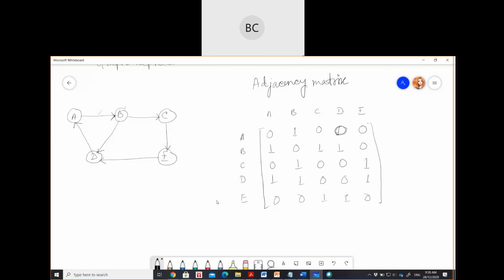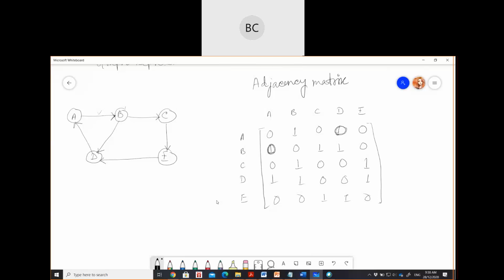Okay. Now B, from B, what are the edges you can go to? You can go to C and D. So you cannot go to A. Why? There is no edge from B to A. So now this value will be 0 and the only valid ones will be C and D.